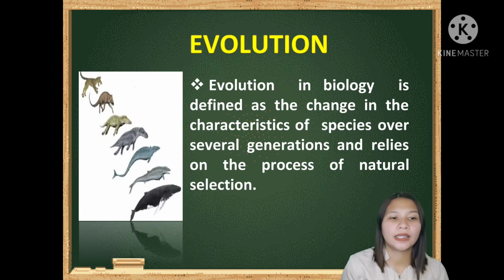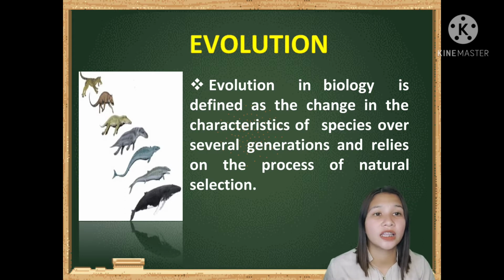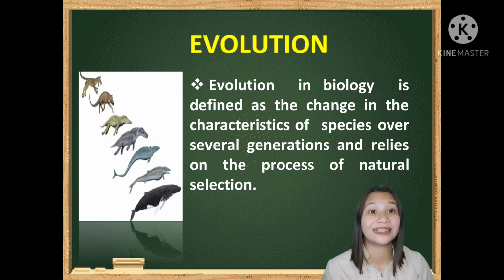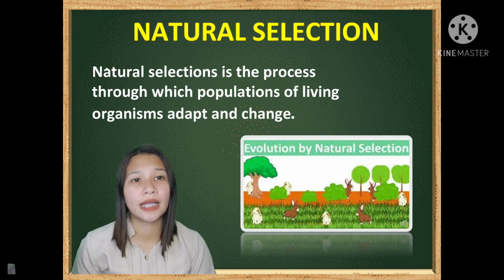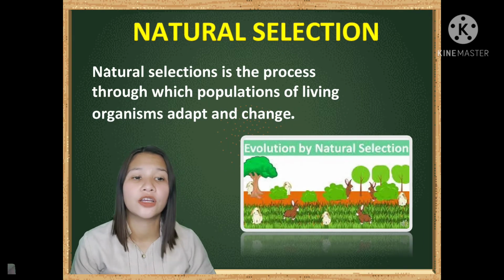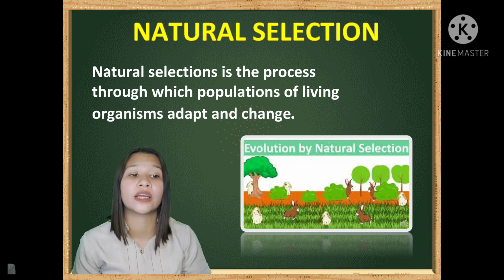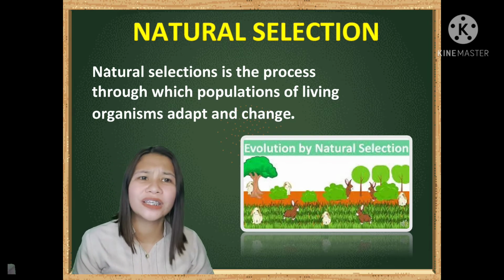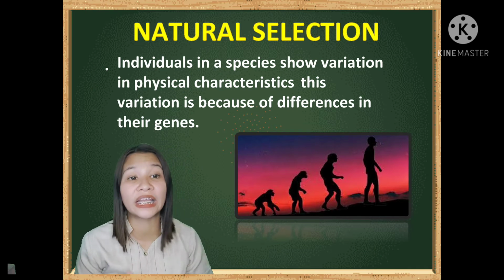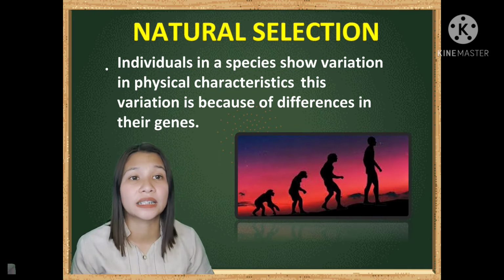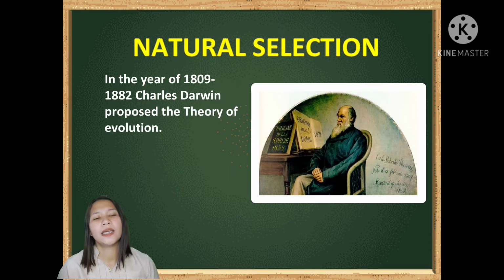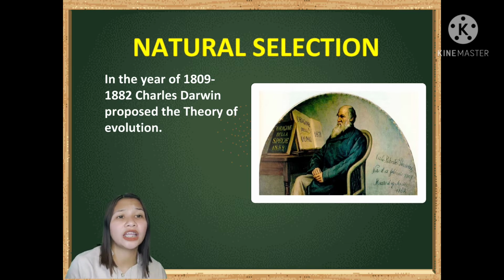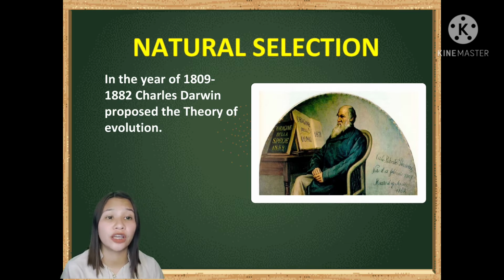It is also defined in biology as the change in the characteristics of a species over several generations and relies on the process of natural selection, which means that natural selection is the process through which populations of living organisms adapt and change, in which individuals in a species show variation in physical characteristics, and this variation is because of differences in their genes. In the years 1809 to 1882, Charles Darwin proposed the theory of evolution.